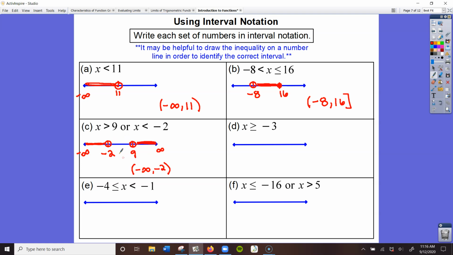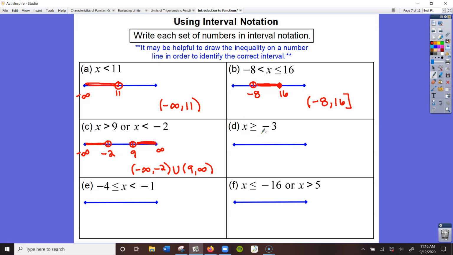Now, in order to connect this interval to my next one, we're going to use U, which means the union between this interval and that interval. So the domain would be this section as well as the second section, which is from 9 to infinity.